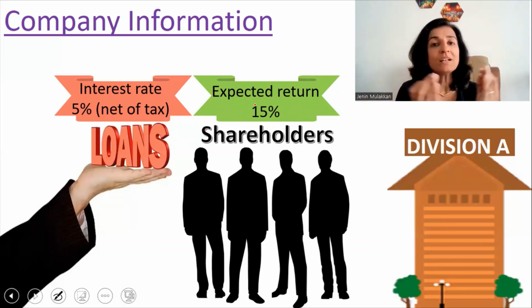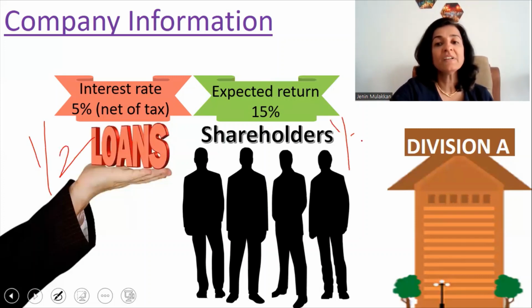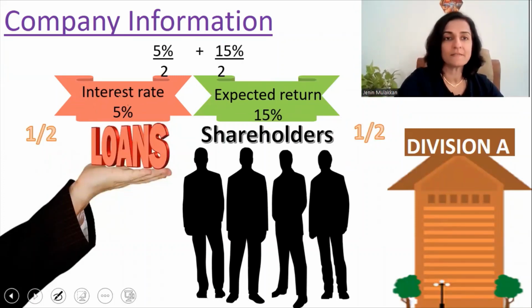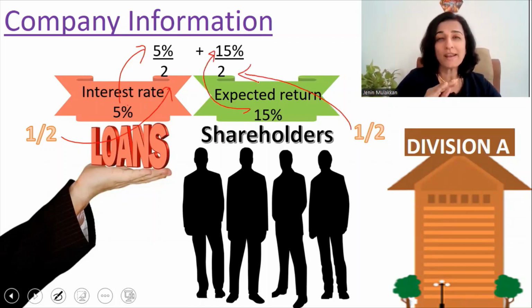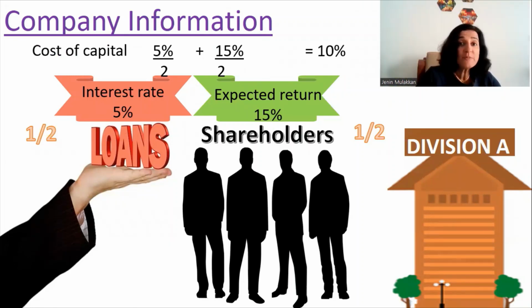Now, if out of the total capital employed by the company, half of it is loans and half of it is shareholders' equity, then what is the average cost that we are incurring on these funds? It is 5% divided by 2 plus 15% divided by 2. Or on an average, we are incurring a cost of 10%. This is known as the cost of capital. More specifically, it is known as the weighted average cost of capital.